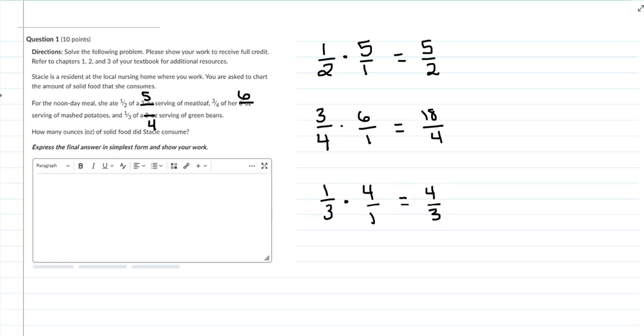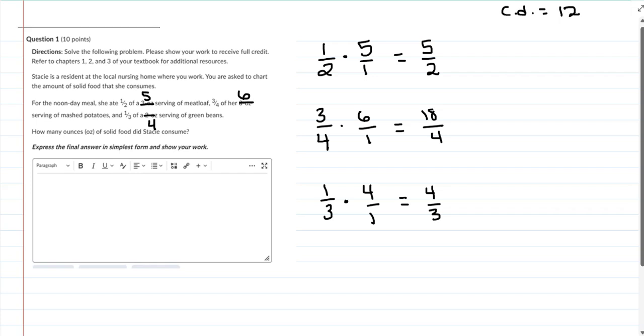We want to know the total amount of ounces that Stacy consumed, so we are going to want to add these. So if I look at this addition, they are unlike denominators, if I want to add them. So I do need to find a common denominator of 2, 4, and 3. So I start looking at the multiples here of 3, 4, and 2. So let's think. We got 3, 6, 9, 12, 4, 8, 12, and then 12 here as well. All right, so our common denominator is going to be 12. Again, we do that by finding the least common multiple.